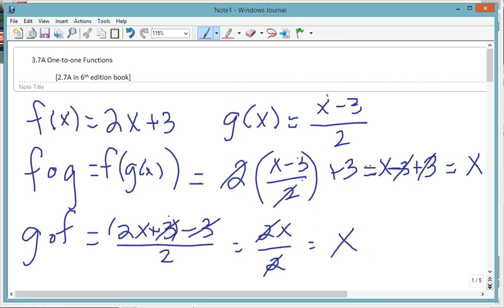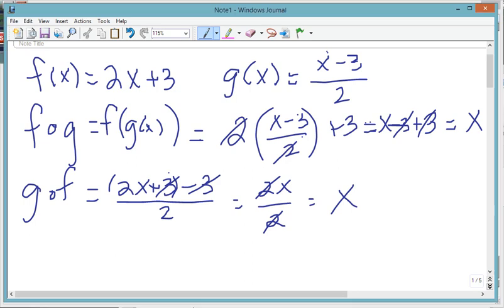So this is what makes this a special function. First of all, it works either way, right? We get the same answer. And you notice what that answer is. It's like whatever I put in to the first one is what I get out after I do the second one.